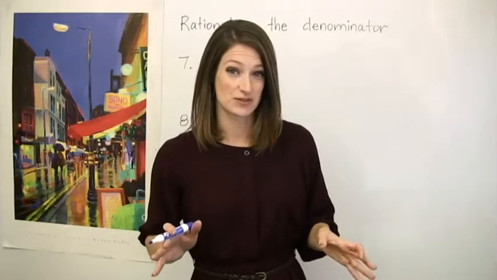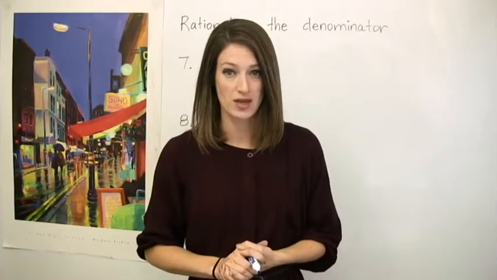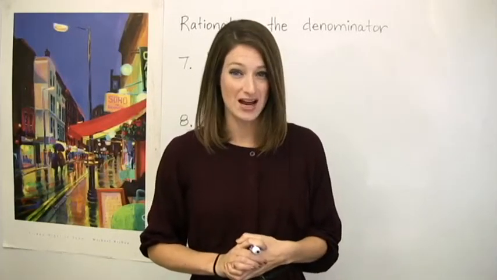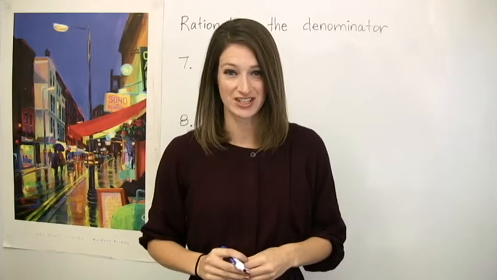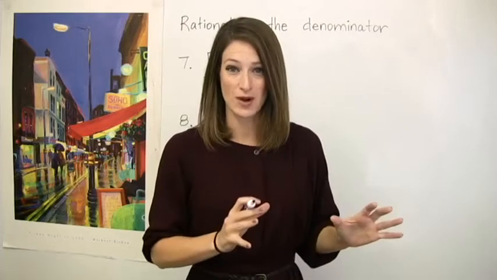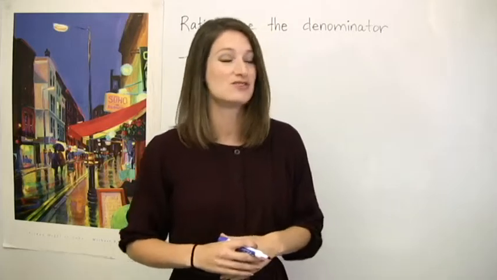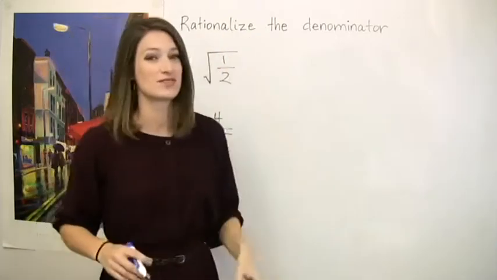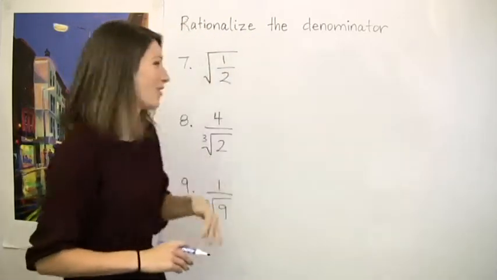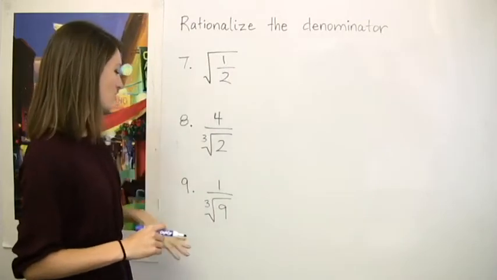One of the conditions for getting radicals in simplified form is to make sure that if you have a fraction, you don't have any radicals in the denominator of that fraction. And in order to get rid of those radicals in the denominators, we need to rationalize the denominator. Now that's just a fancy way of saying getting rid of those radicals in the bottom part of your fraction. So let's try a few examples.